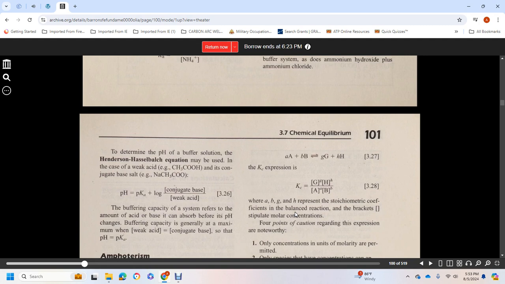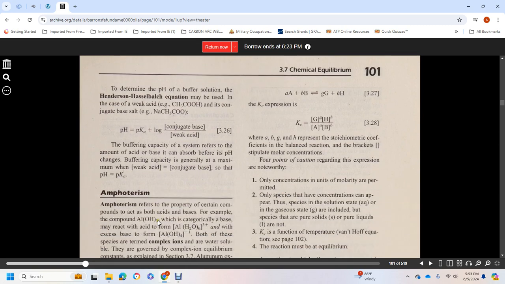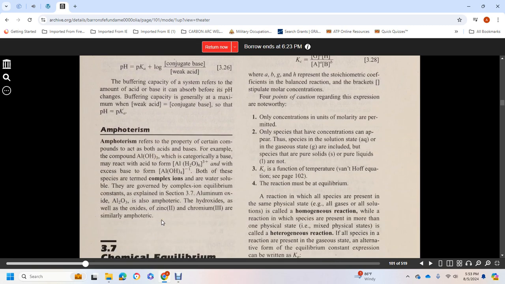pH is equal to the pKa plus the log of the conjugate base over the weak acid. Buffering capacity refers to the amount of acid or base absorbed with little change in pH. The buffering capacity is at a maximum when the weak acid equals the conjugate base, so that the pH is equal to the pKa.